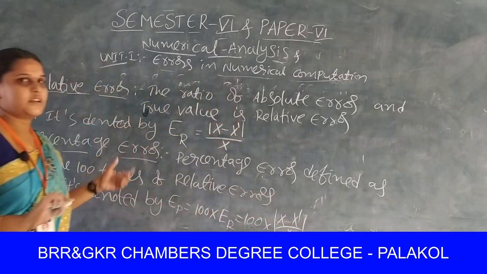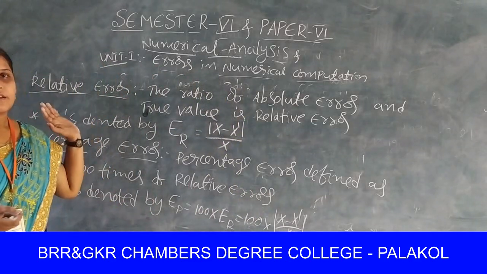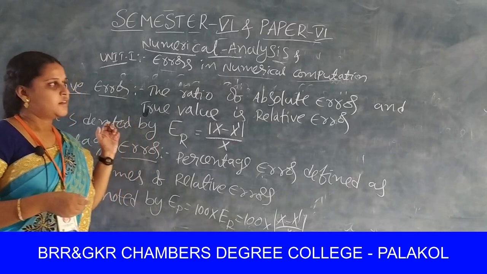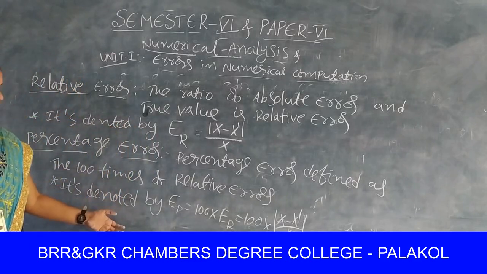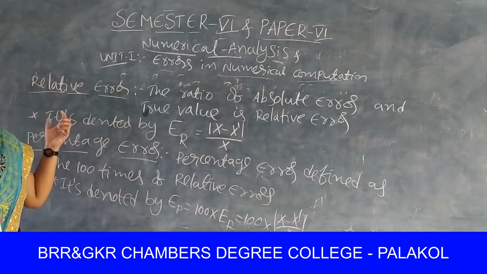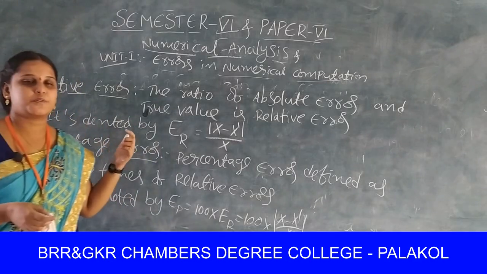These are the three types of errors. Next one is examples of absolute error, relative error, and approximate errors.